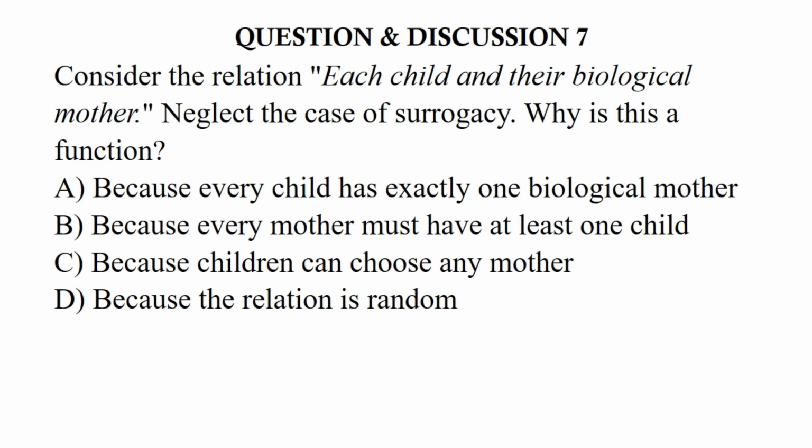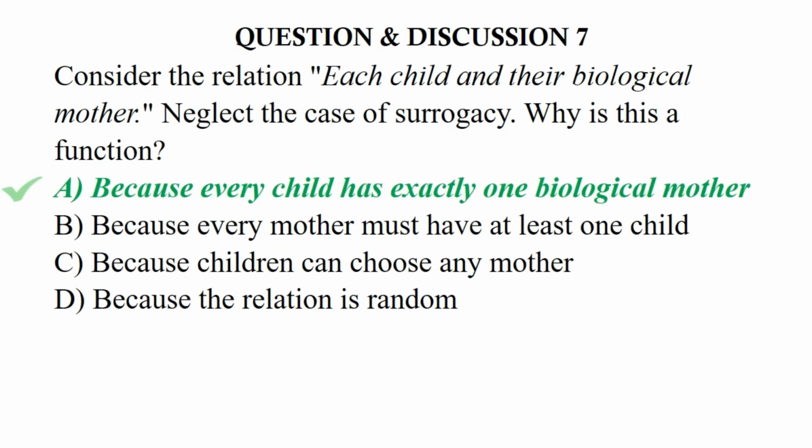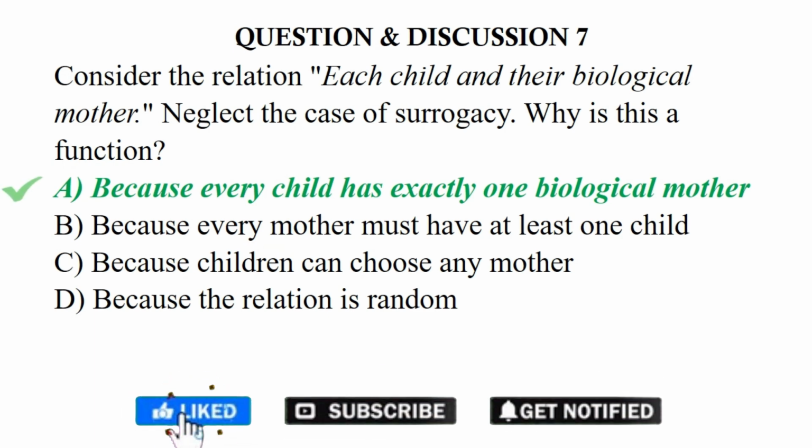To test if this is a function, recall that in mathematics, a function means each input, child, is assigned to exactly one output, mother. In real life, every child is born of one biological mother, making the assignment unique. A mother, however, may have more than one child, and that is acceptable, since a single output can correspond to many inputs. Option B is incorrect because some women may not have children. Option C is false because children cannot choose mothers. Option D is wrong because it is not random.